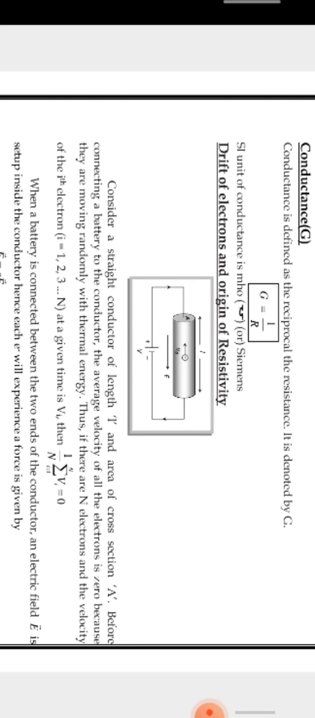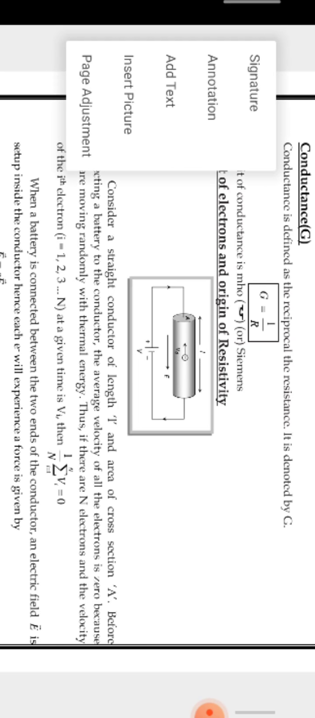Conductivity, resistivity, and at the same time resistance, conductance. Conductance means the reciprocal of the resistance. Conductance is denoted by the letter G. G equal to 1 by R. So the SI unit of conductance is mho or siemens.